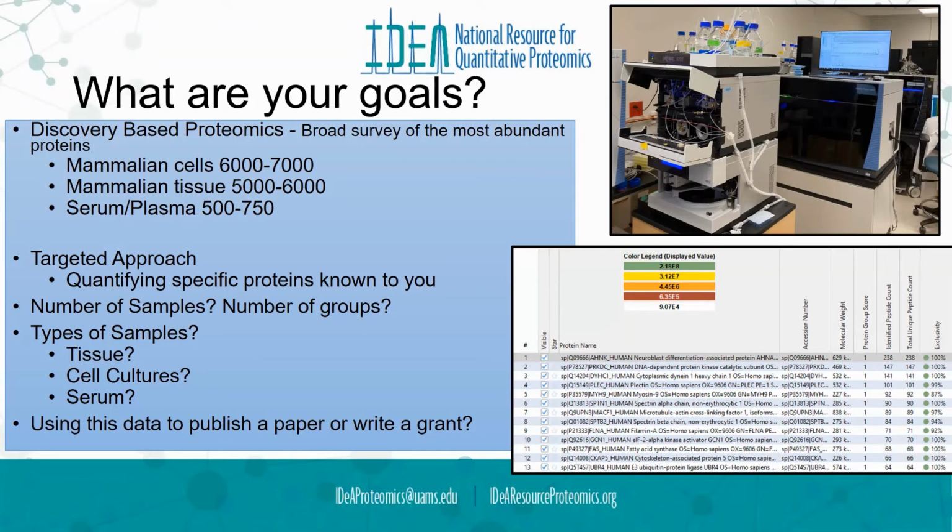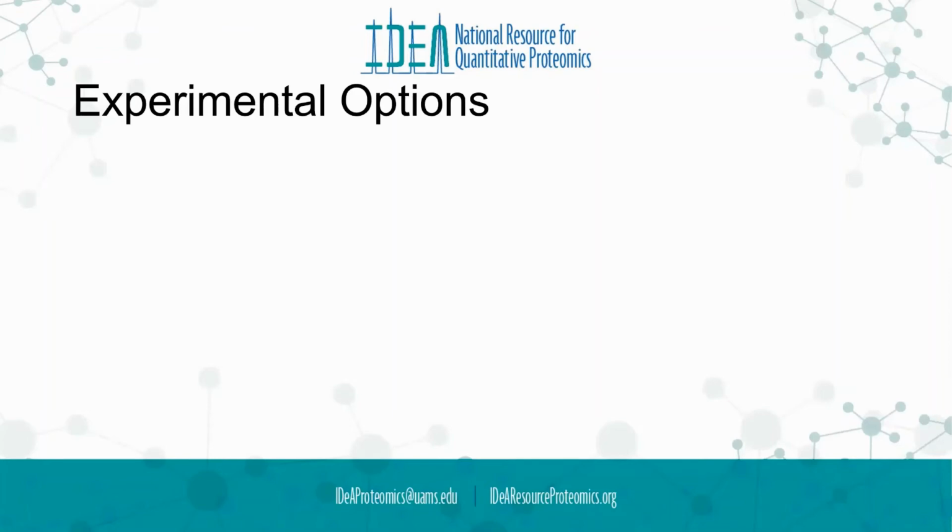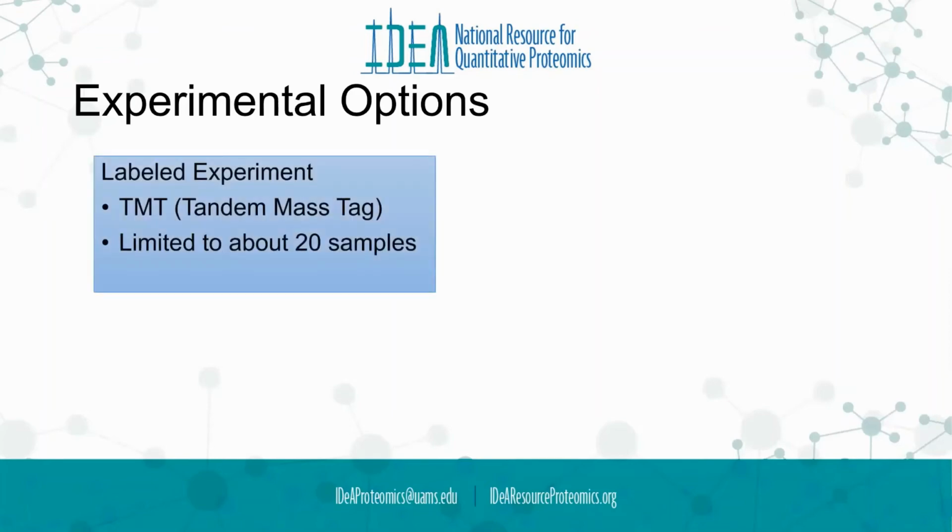The goal of your experiment is to give you a list of protein IDs for your control groups and your treatment groups and the log fold changes that occur in different proteins because of your treatment. Some of the experimental options that we have here at the core is to do a labeled experiment, which is sometimes called a TMT or a tandem mass tag. This experiment is limited to about 20 samples.